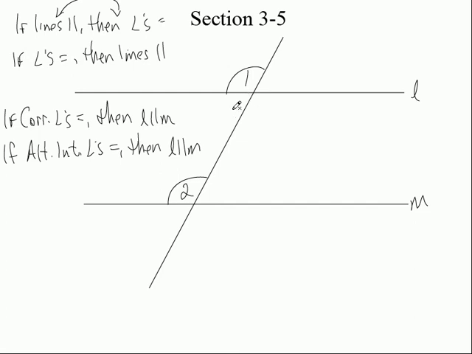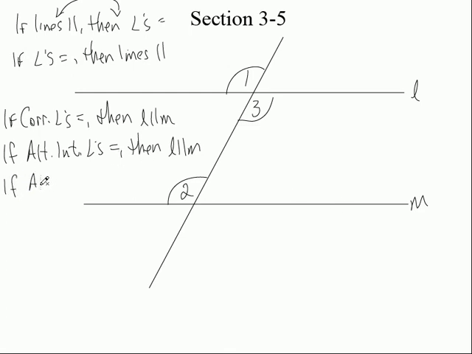For instance, let's put a 3 right here. What's true about 2 and 3? They're equal to each other, right? If they're equal to each other, they're alternate interior angles, aren't they? So if the alternate interior angles are equal to each other, guess what I can say about this line and this line? They've got to be parallel. Do you see it? Okay.